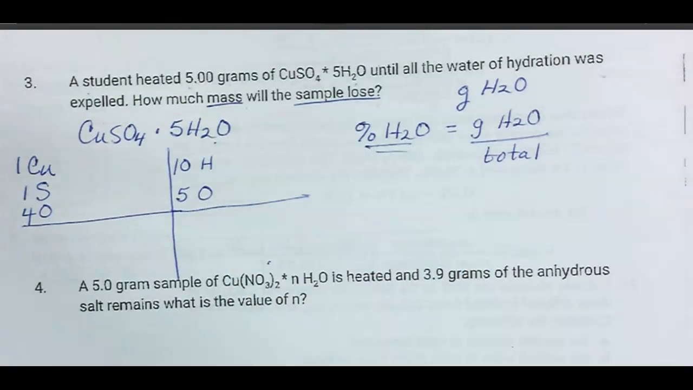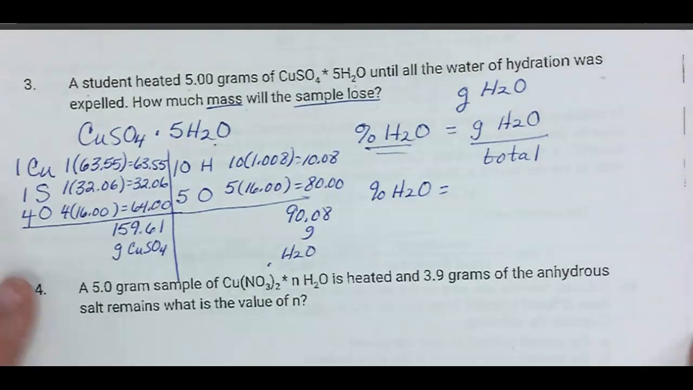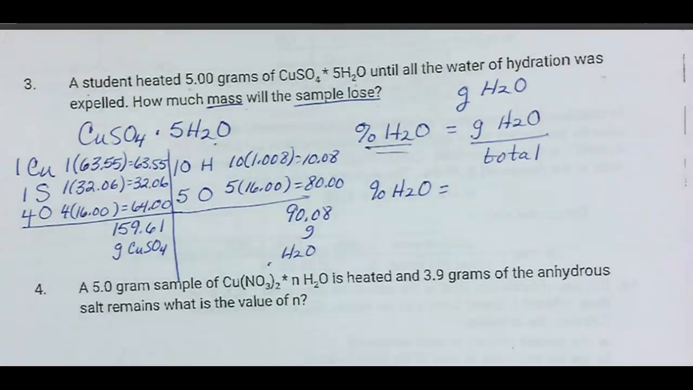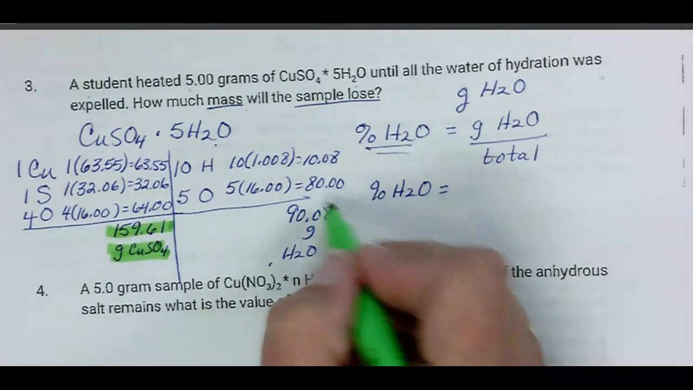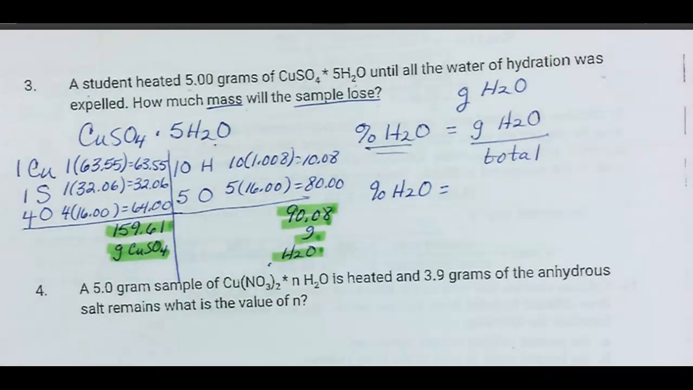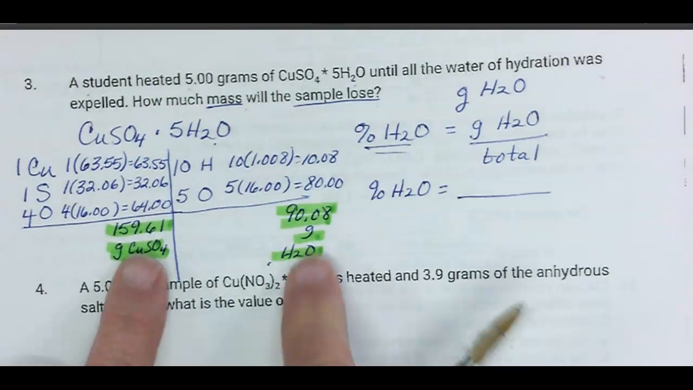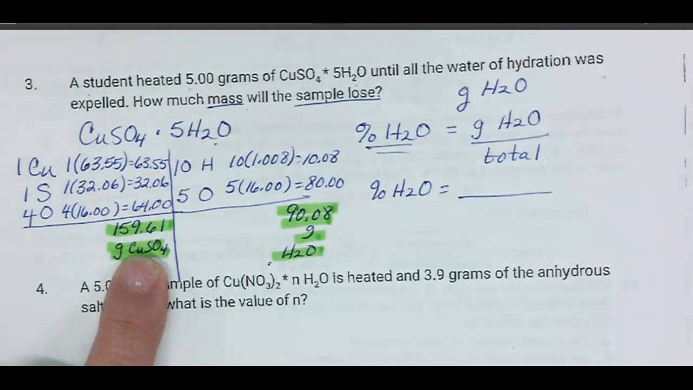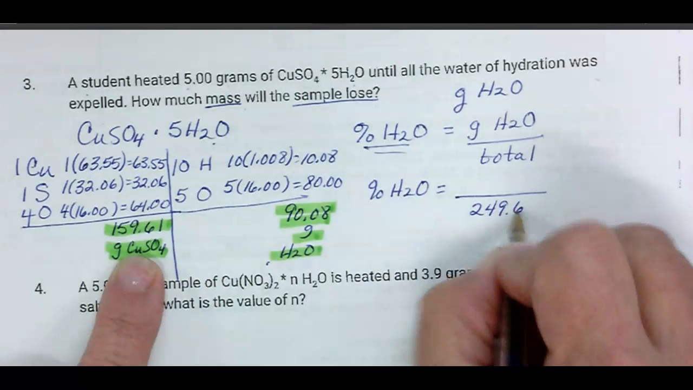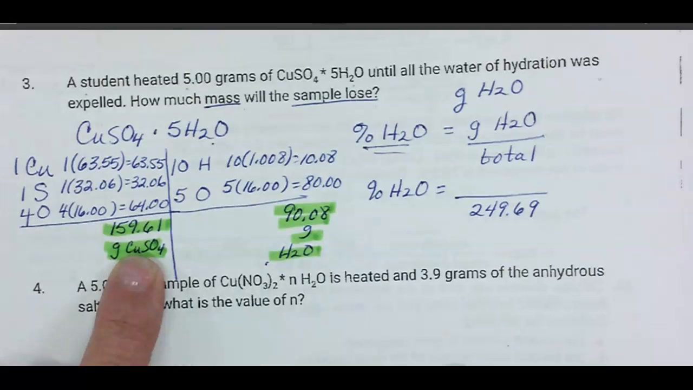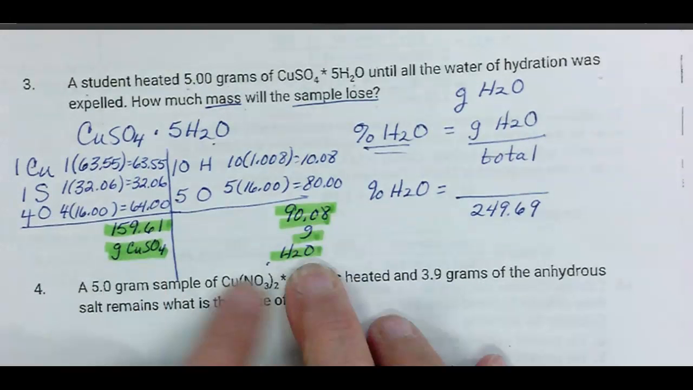Okay? So go in and find your mass. See if you agree with me. I come up with that the copper sulfate was 159.61. I come up with the 5 waters was 90.08. So that means that my total of my compound is these 2 added together. Put those 2 together, that would give me 249.69. And I want to know what percent water is of that.